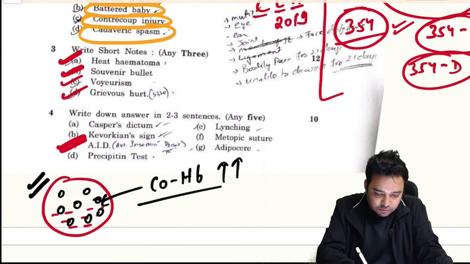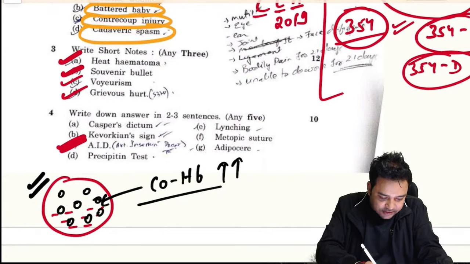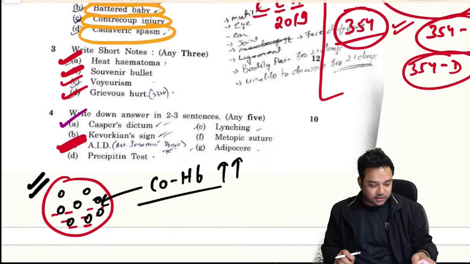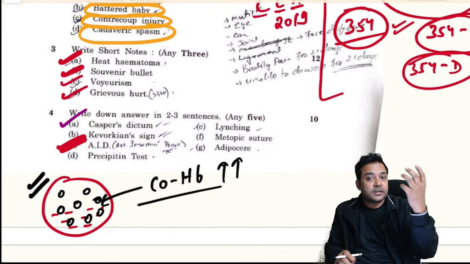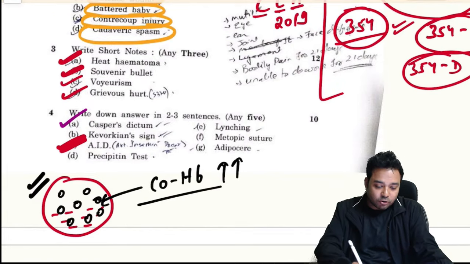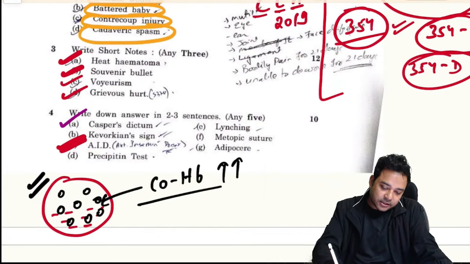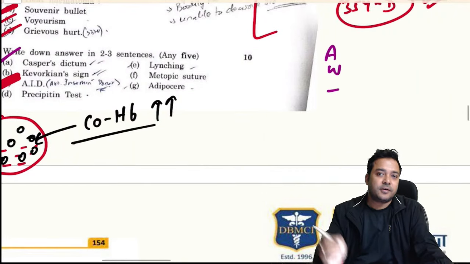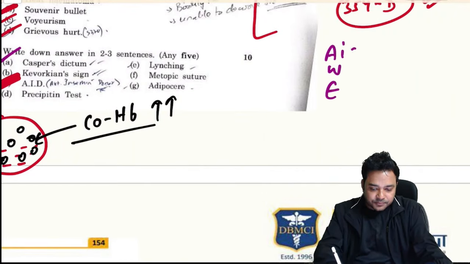Then let us focus on another short note, that is Casper's dictum. Casper told us a dictum that my dictum is AWE-some. AWE-some starts with these three alphabets: A, W, E. A for air medium, W for water medium, E for earth medium.